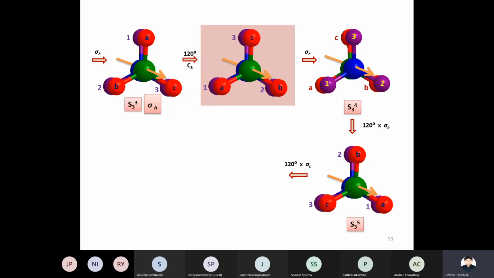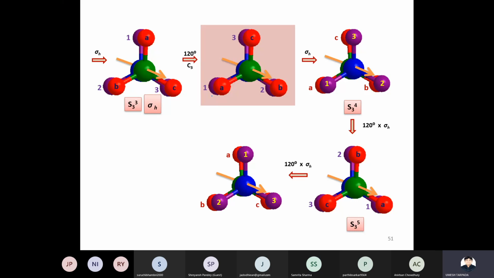C कहाँ पे जाएगा? A. 1 की जगह. C ये तो रोटेशन देखे तो ये की जगह जाएगा. उसके बाद रिफ्लेक्शन भी करना है. और ये कहाँ पे जाएगा? 2. Yes, गुड. 2 कहाँ पे आएगा? C की जगह. 3 कहाँ पे? A. And 1 कहाँ पे जाएगा? B. Yes. So this is the result.